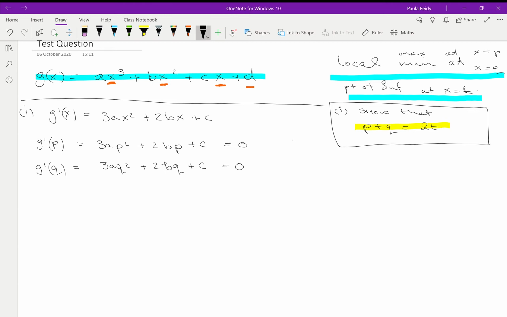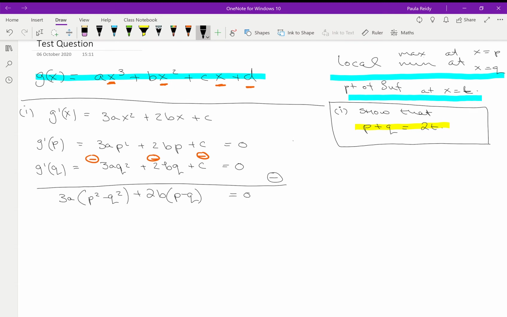And then by observation, we might want to say to ourselves that we're after p plus q from this group. So we definitely don't want c. So I was looking at the concept of trying to solve these simultaneously. I'm changing the sign on the bottom row so that I can minus out the bottom row. So minus here, minus here, minus here. That gave me 3a times p squared minus q squared plus 2b times p minus q, and then the c's would cancel.